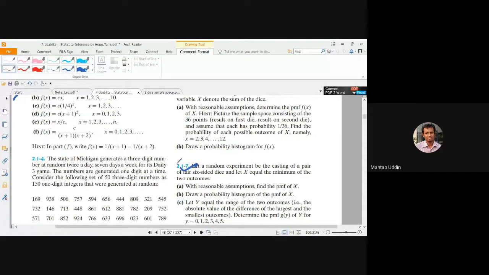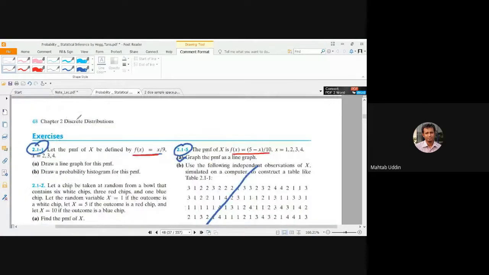input the values. Like here you have to input x equal to 2, 3, 4. Then if you put x equal to 2, 3, 4, definitely you will get some probabilities. If you put x equal to 2, it is 2 by 9. If you put 3, it is 3 by 9. If you put 4, it is 4 by 9. So definitely you will get some probabilities, right?